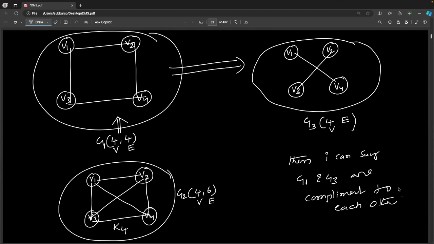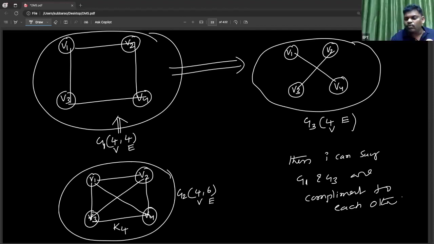Now, it is a very interesting question. Everyone listen. G5 and G6 are complements of each other. Can you give the conclusion? G5 graph and G6 graph are complements of each other. Can you say something about what is happening between them?